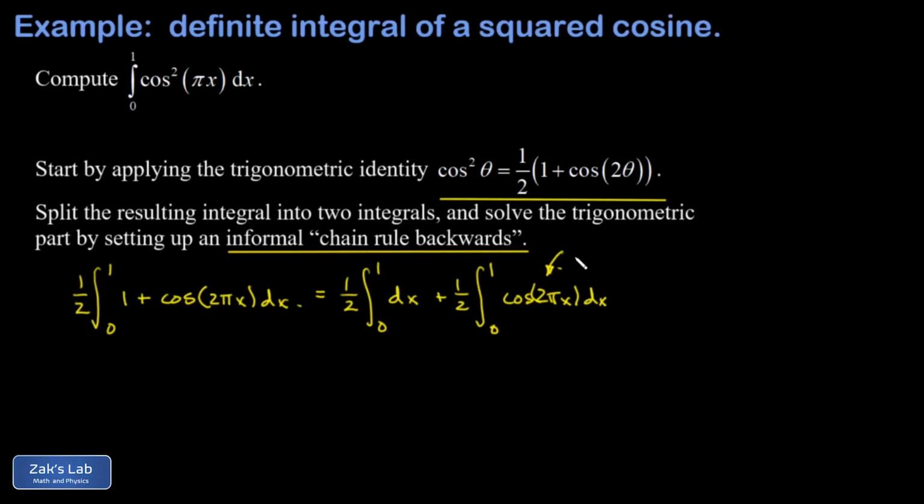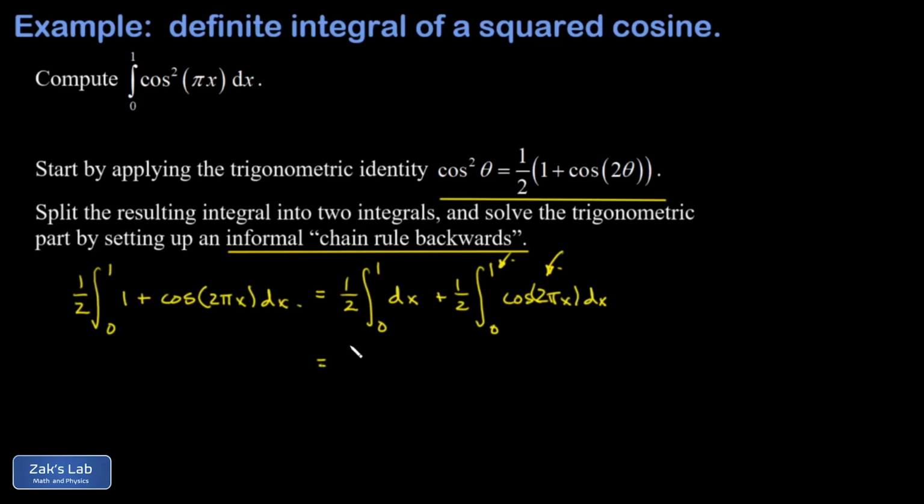And I know that a sine or a cosine spends half its time above the x-axis and half its time below the x-axis. And we're integrating on exactly one period of this function. So I'm guaranteed that this second integral vanishes. But I'll go ahead and show the chain rule backwards idea as well.